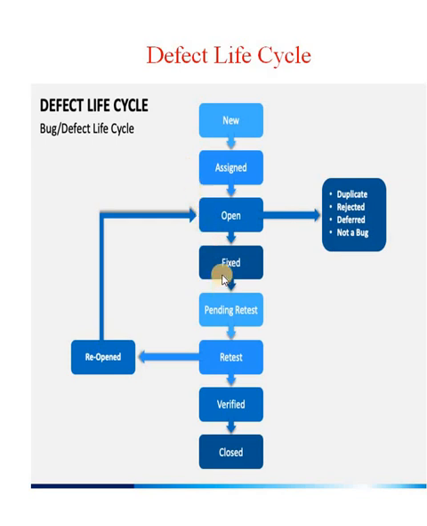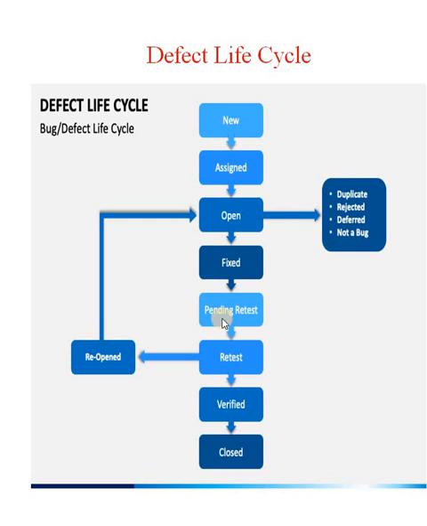Then the fourth state, which is fixed. In this fixed state, when the developer finishes the task of fixing a defect by making the required changes, then it is marked as fixed. We can see in the open stage, your developer analyzes that defect and fixes it. And once that defect is successfully fixed in your open state, then in the fixed state you can mark that defect as fixed.